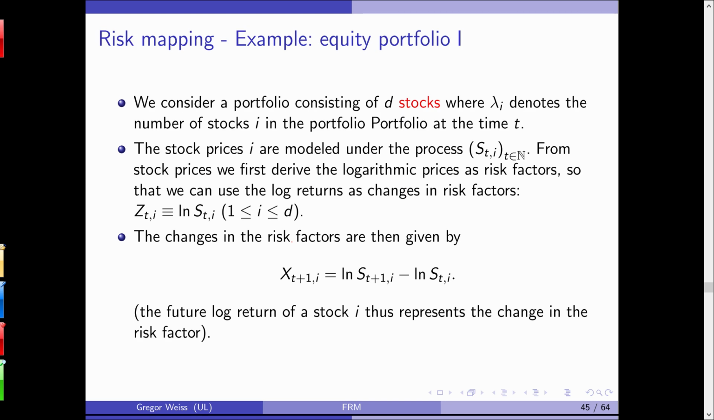Next, we want to look at a simple example for such a risk mapping. We consider a portfolio that consists of d stocks, in which lambda i denotes the number of stocks in the portfolio at time t. Stock prices are modeled under the process S_t. From stock prices, we first derive the logarithmic prices as risk factors, so that we can use the log returns as changes in risk factors.